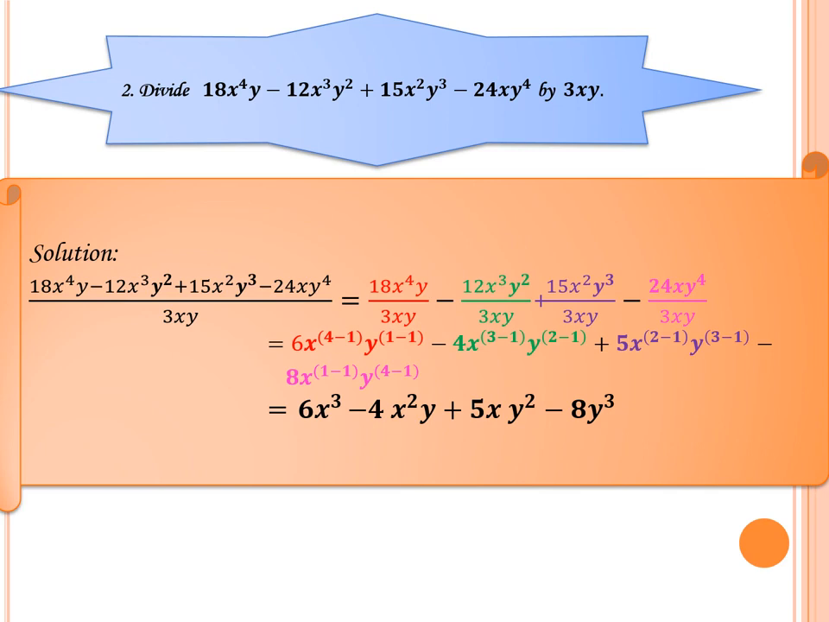Since 3 minus 1 is just equal to 2 and 2 minus 1 is just equal to 1. So, we will have that one. 4x squared y plus 5x to the power of 2 minus 1 and y to the power of 3 minus 1 is equal to 5xy squared minus 8y cubed, since x to the power of 0 is just equal to 1. So, we will have that one, and y to the power of 4 minus 1, which is equal to 3. So, we will have y cubed.